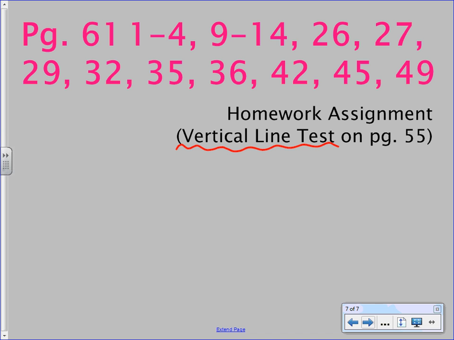The vertical line test: as long as a vertical line only hits the graph once, anywhere, then it is a function. That is on page 55. You may need to reference that in your homework. This is your homework.